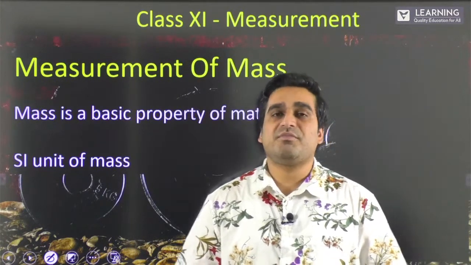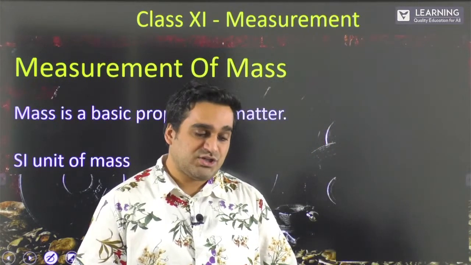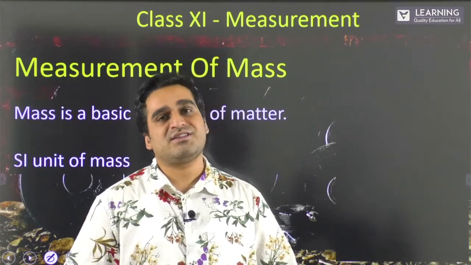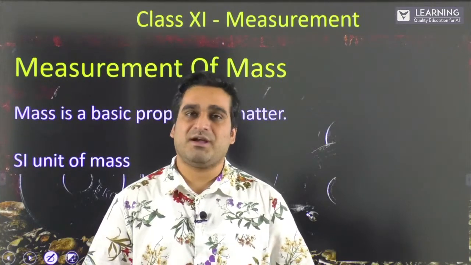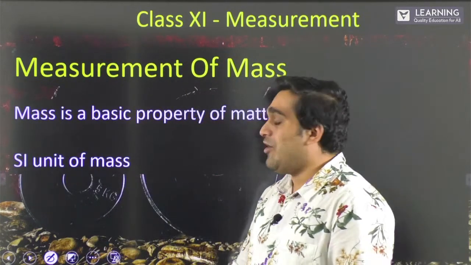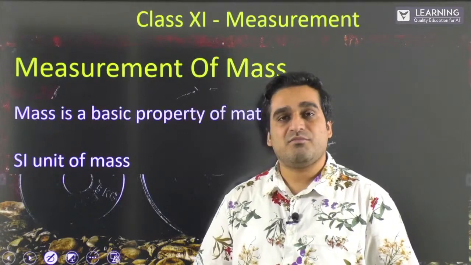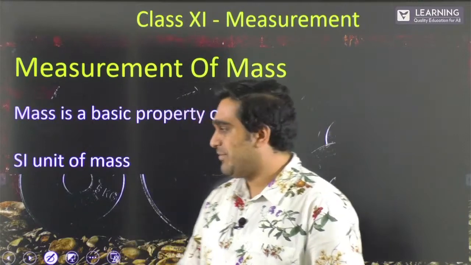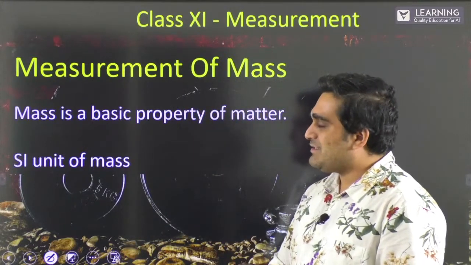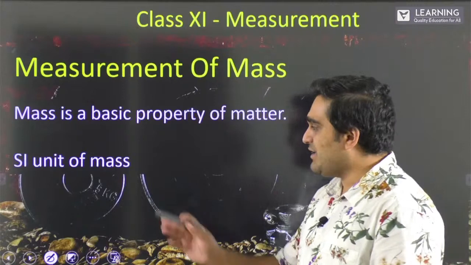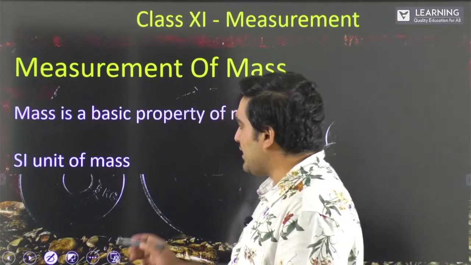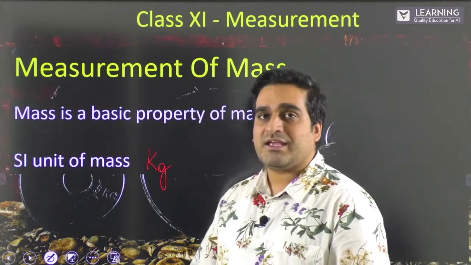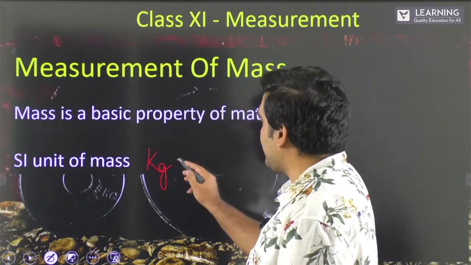The resistive property of an object which remains in a state of rest or in a state of motion. This resistive property can be measured by using mass. The more the mass of the object, the more will be the inertia, meaning the resistive property of a body. So what would be the SI unit of mass? The SI unit of mass is kg. And what does kg stand for? Kilograms.